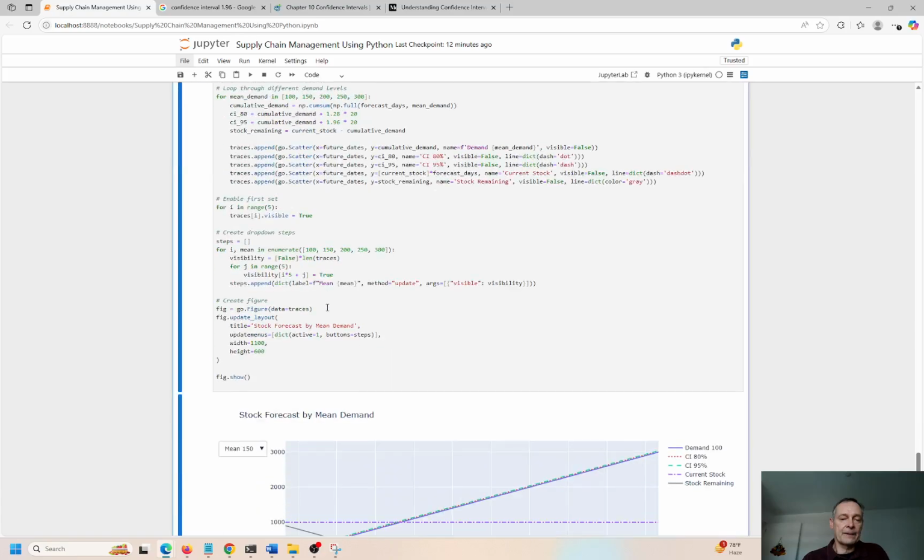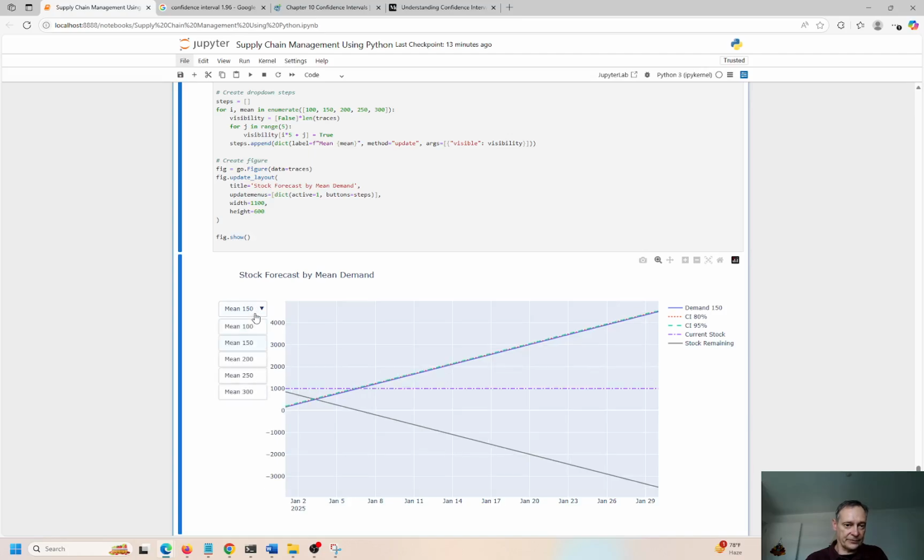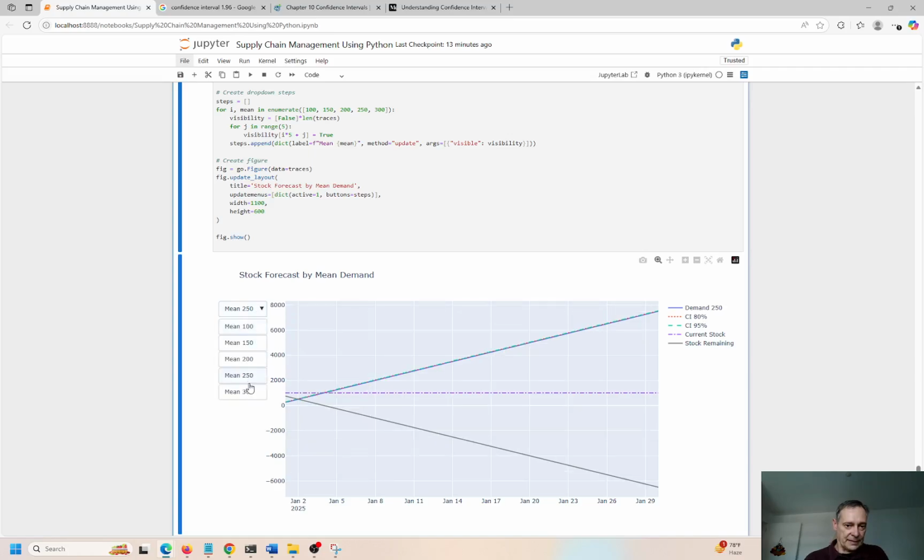So let me do one more example here, just to create a chart and to show you the stock forecast by mean demand. So if the demand is 150 products per day, we have the month of January 2025. Now it is mid-June 2025 here when I'm recording this video. But if the mean stock forecast is 150, this shows us when the order has to be in. I can go to 100, right, and replot this. Oh, I think it was at 100. This is 150. As I click this drop-down menu, the chart is replotted. This is 250. And this is 300.